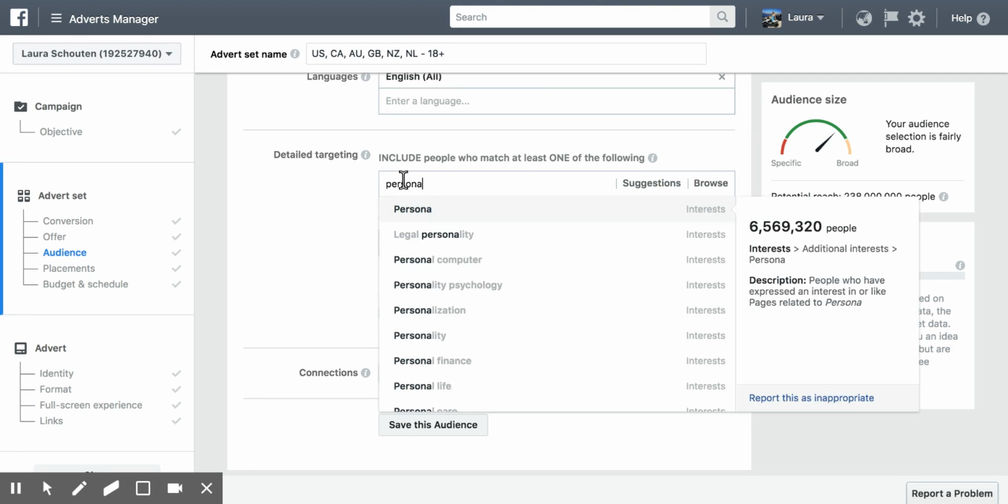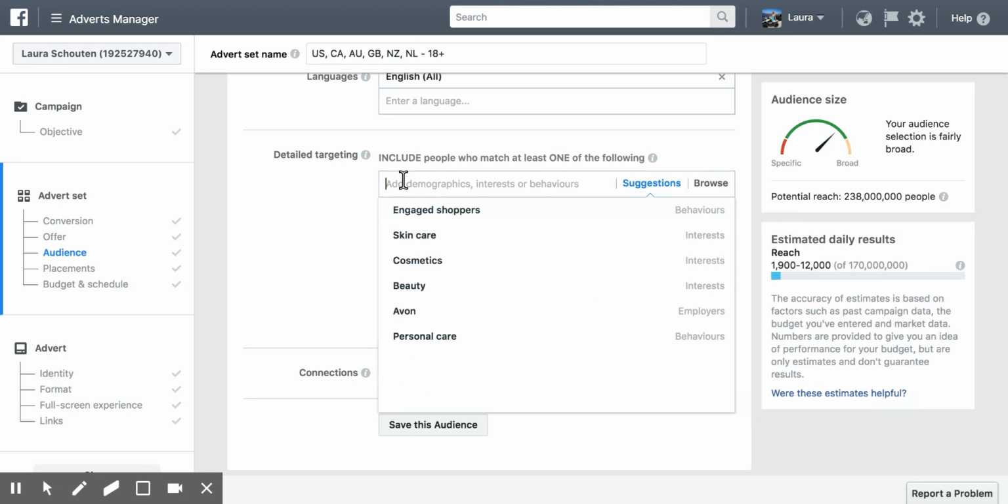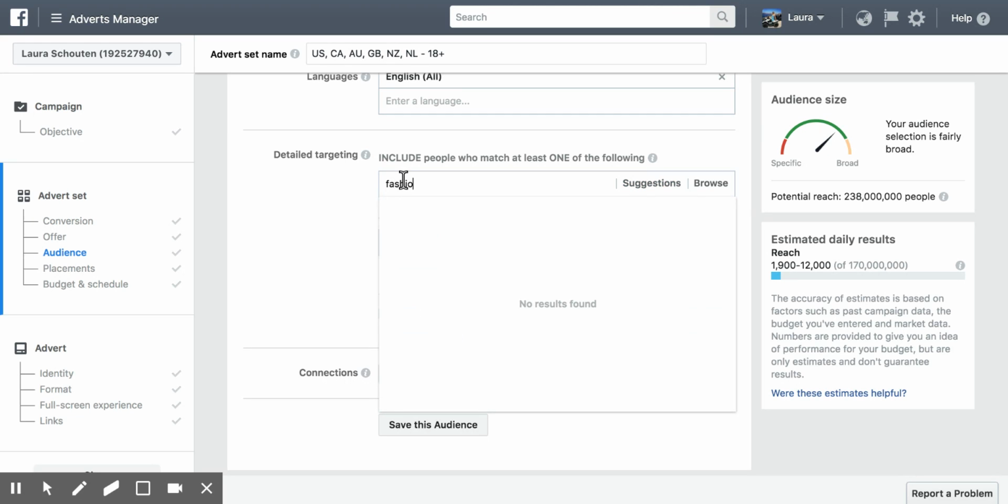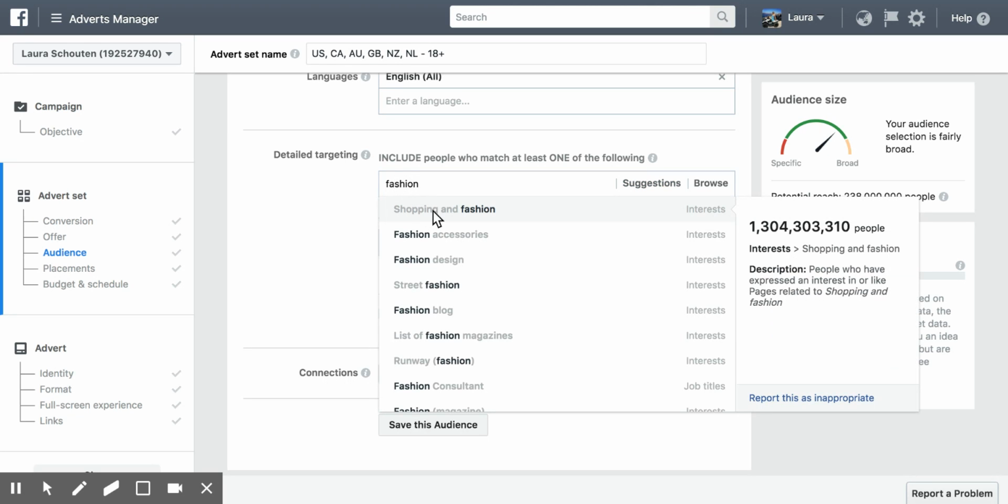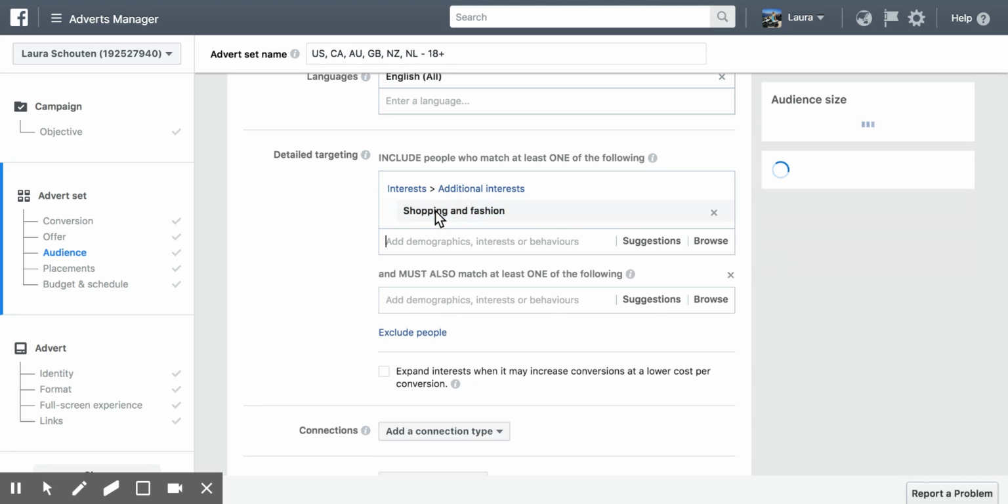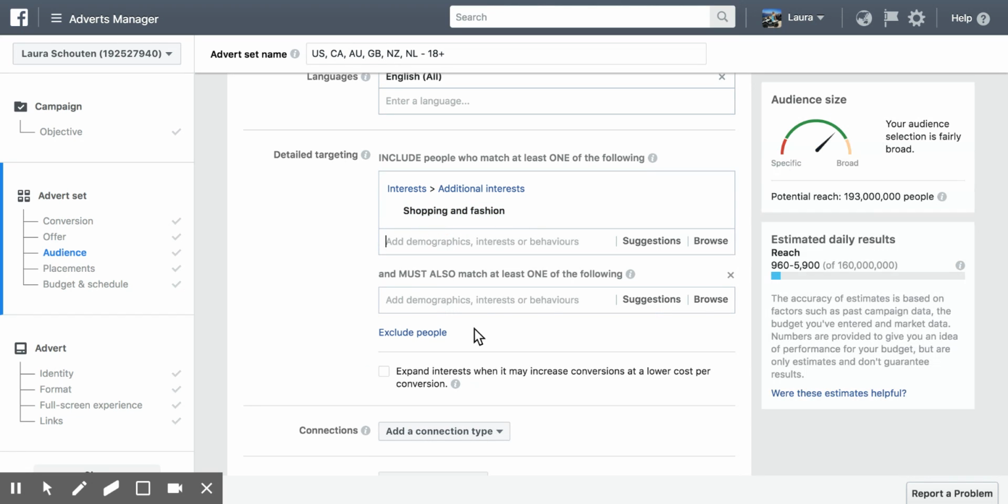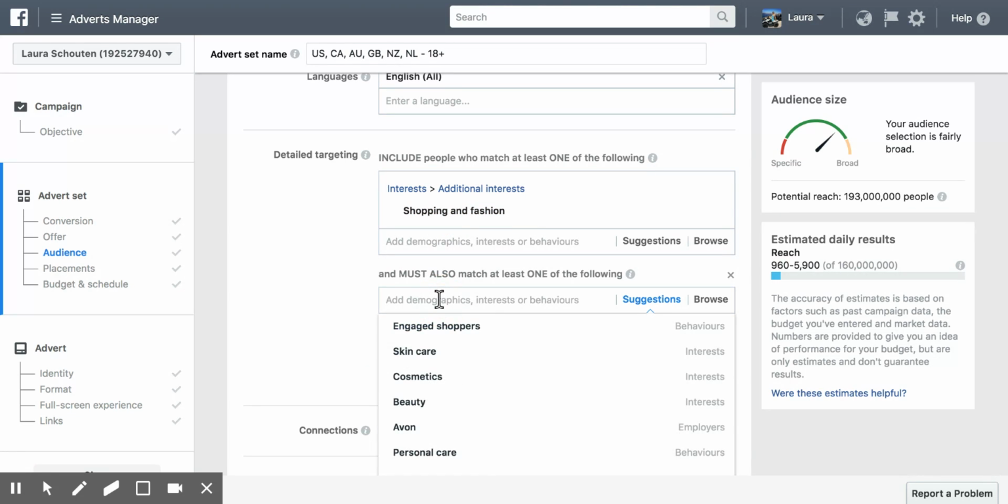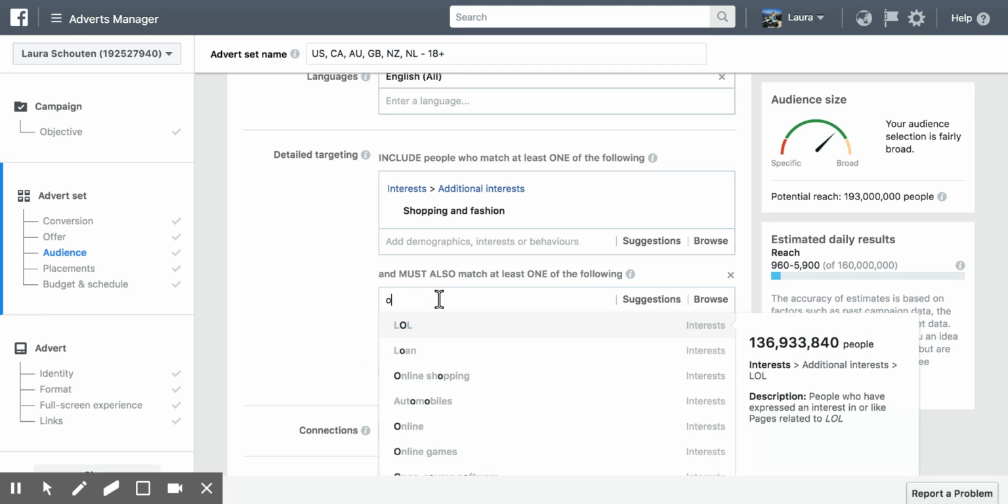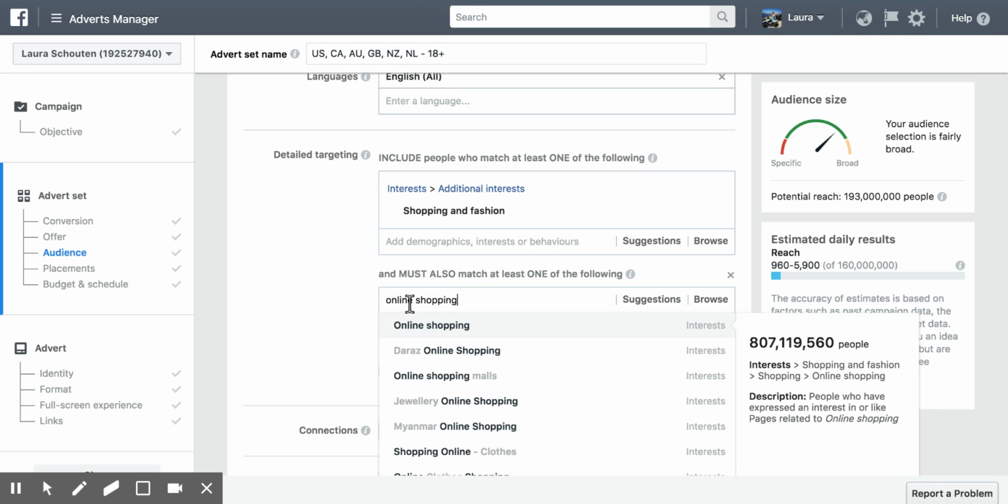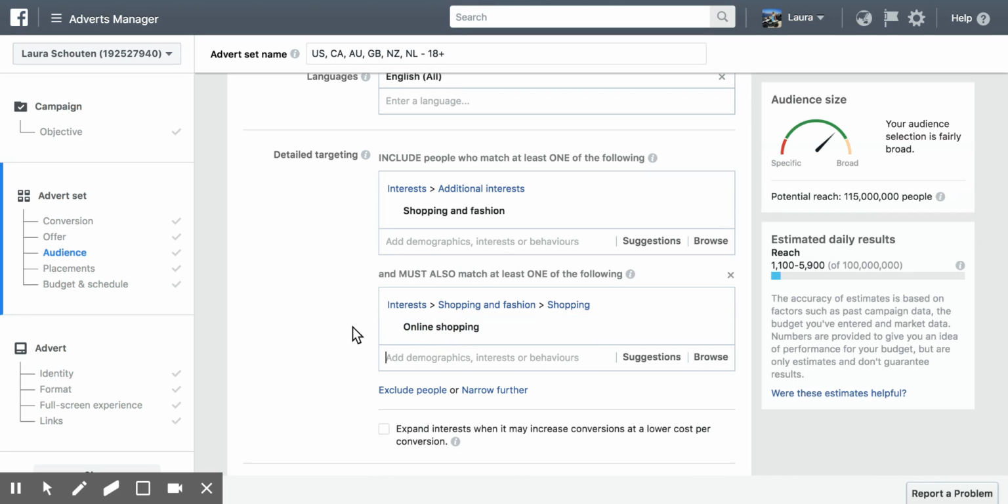So this is another one. If you're selling clothing, you might go fashion, showing in fashion. So this is a really cool one that has worked well for us in the past: you can go online. Okay, so people who are into online shopping. That's another one. Facebook gets data on people that actually like buying stuff online. That's another good one. Okay.